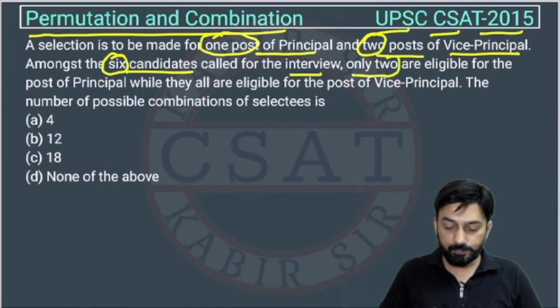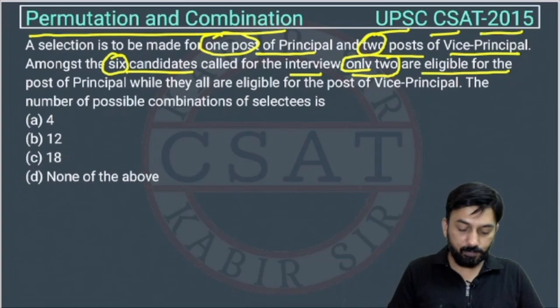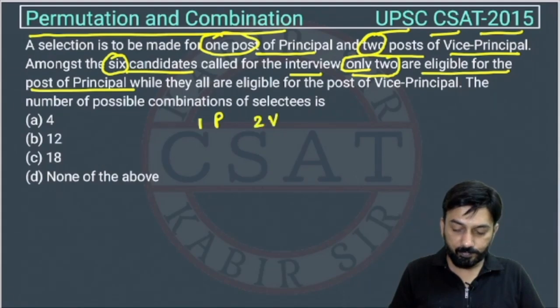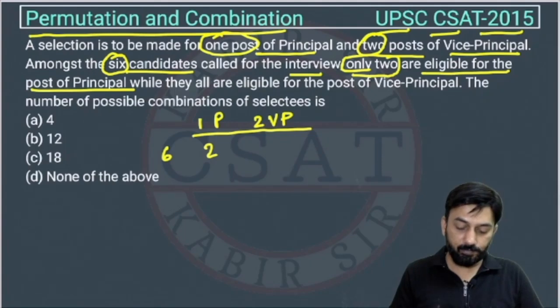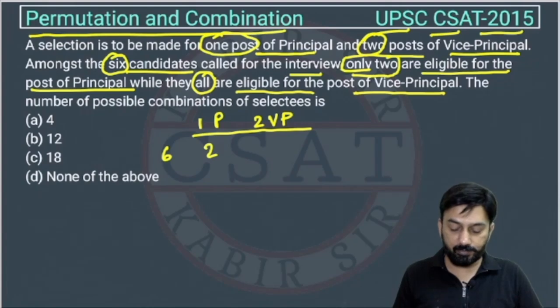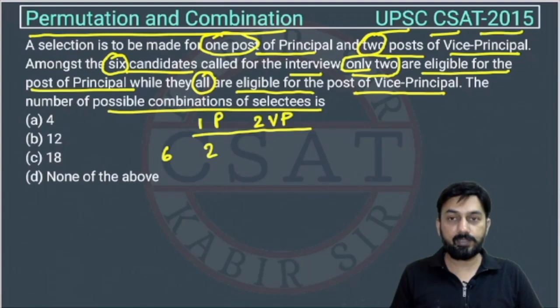Only 2 are eligible for the post of principal, right? So we have one post for principal and 2 posts for vice principal. Total 6 candidates are called, 2 are eligible for principal, while they all are eligible for the post of vice principal, all 6 are available for vice principal. The number of possible combinations of selectees is, right? So this is a standard problem of combination.